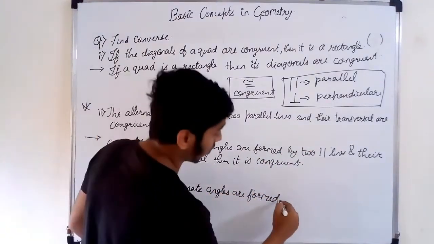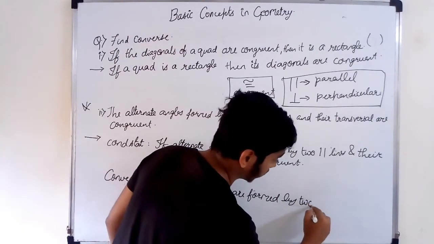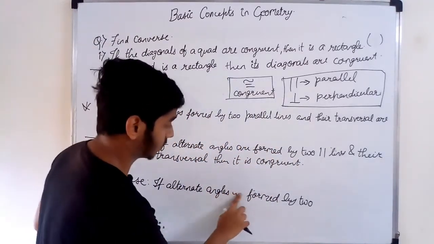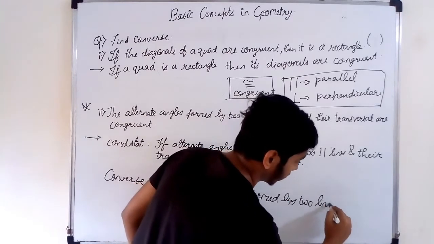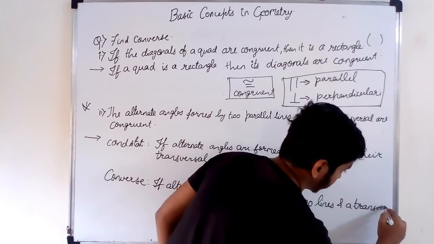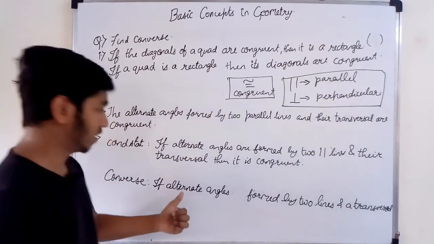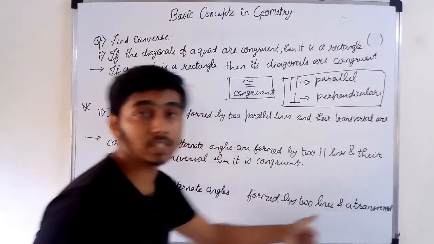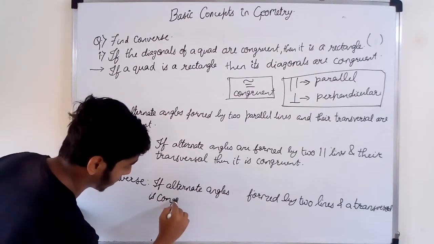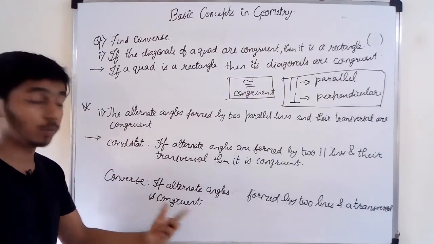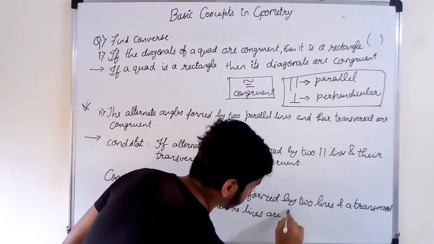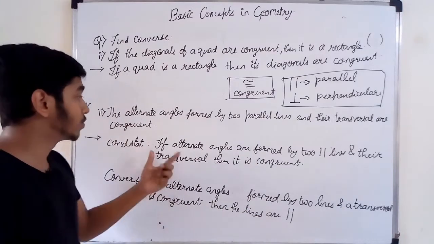So if alternate angles are formed by two lines, not parallel but just two lines, and a transversal, if the alternate angles formed by two lines and a transversal are congruent, then the lines are parallel. So you heard what it said.